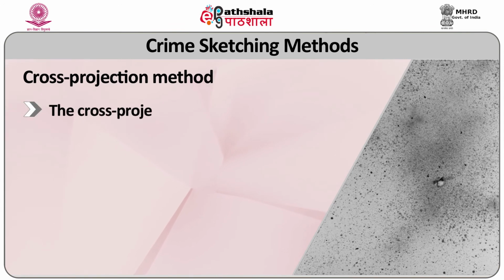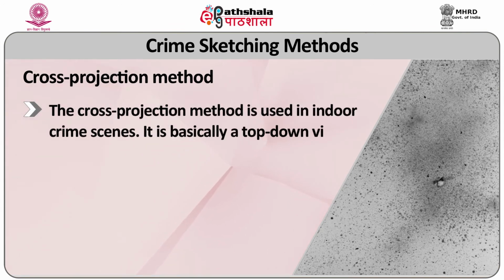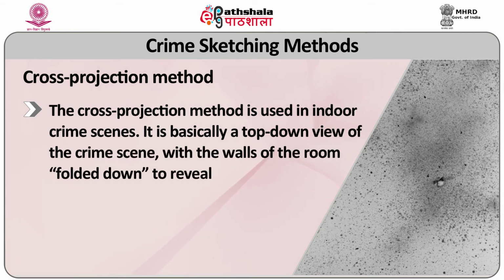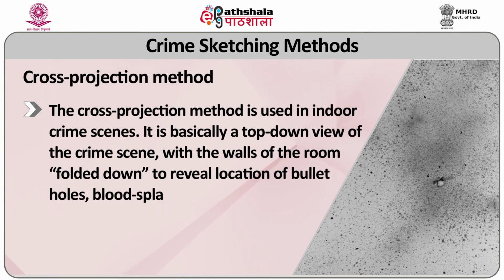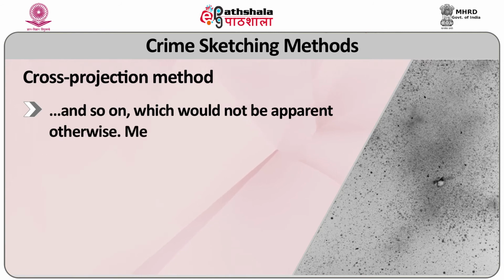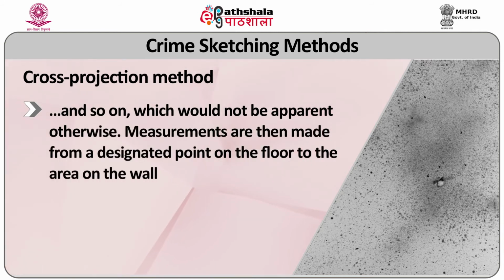Third method is the cross projection method. The cross projection method is used in indoor crime scenes. It is basically a top-down view of the crime scene with the walls of the room folded down to reveal the location of bullet holes, blood splatter evidence, and so on, which would not be apparent otherwise. Measurements are then made from a designated point on the floor to the area on the wall in question.